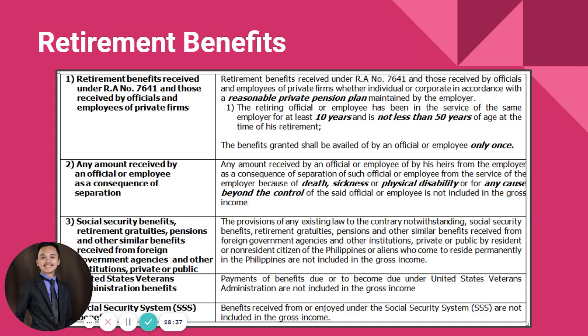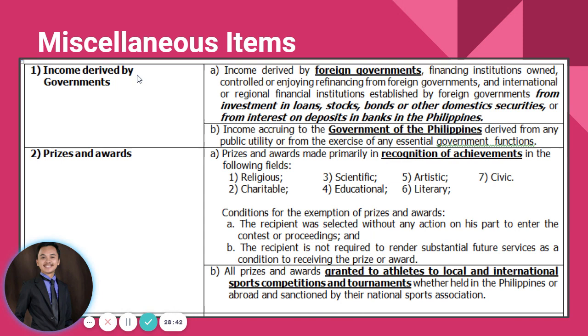Okay, now let's proceed to the last component, which is your miscellaneous items, which are also not included in gross income, if ever there's any. Number one, income derived by governments. Income derived by foreign governments, financing institutions owned, controlled, or enjoying refinancing from foreign governments, and international or regional financial institutions established by foreign governments from investment in loans, stocks, bonds, or other domestic securities, or from interest on deposits in banks in the Philippines.